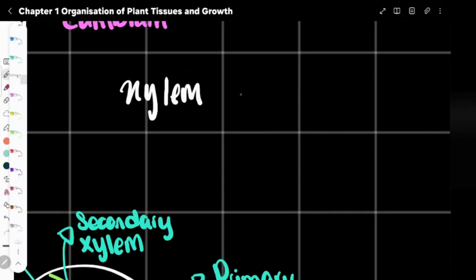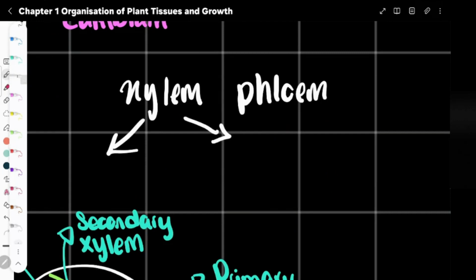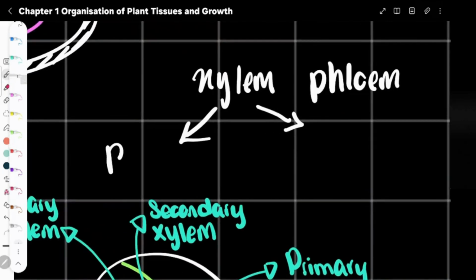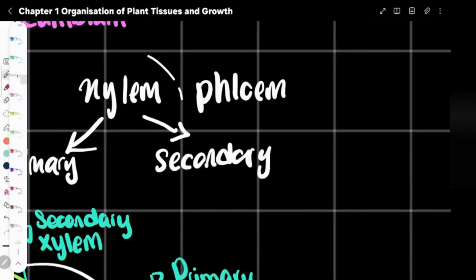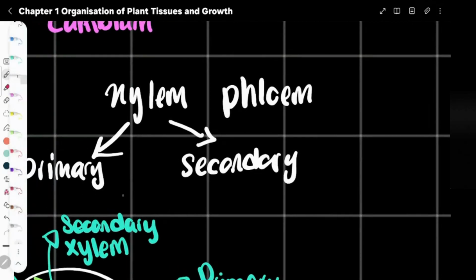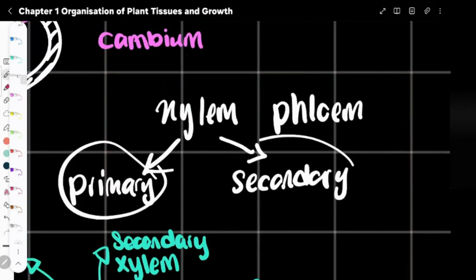There's xylem, and you learn there's phloem, right? But did you know they have two different things as well? The first thing is primary xylem. The second thing is secondary xylem. And of course, if these two apply here, that means this also applies here. That means there's primary phloem and also secondary phloem. So far I understand, right? But what is the difference between primary and secondary?